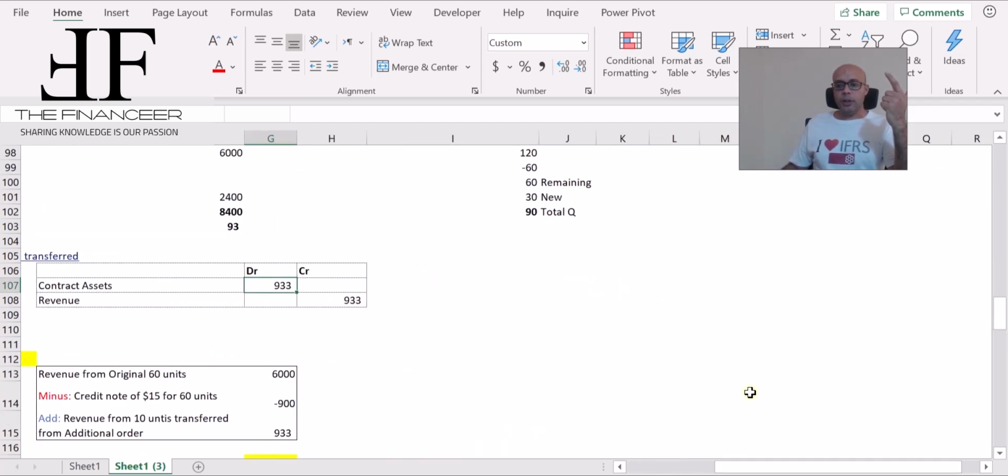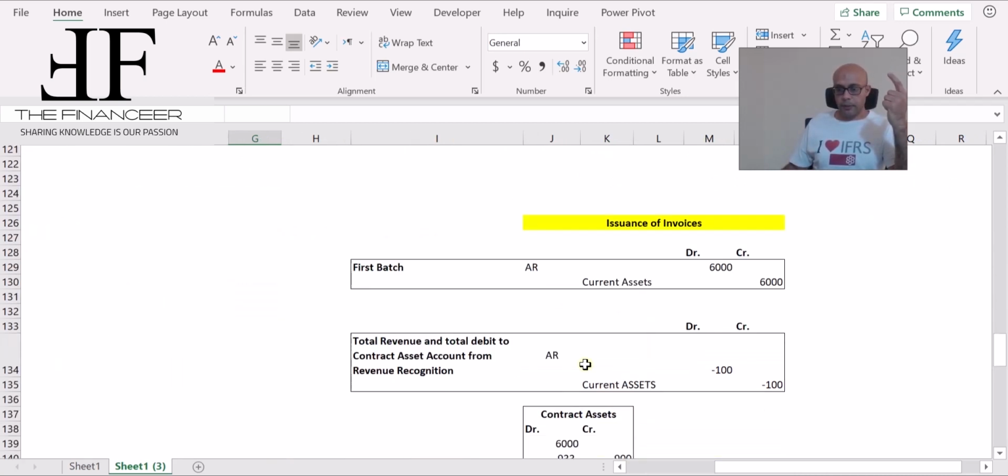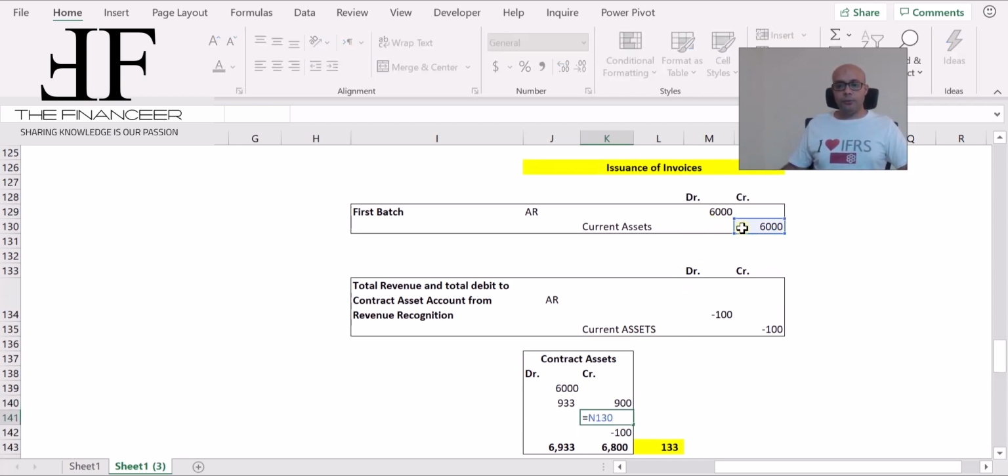Okay. And we recognized also that we have credit notes to the customer, which is 900. This is in the credit. Also, we recognize it from these two entries here. You will find credit in the current assets with $6,000. And also we recognized credit with a minus value, which is $100.